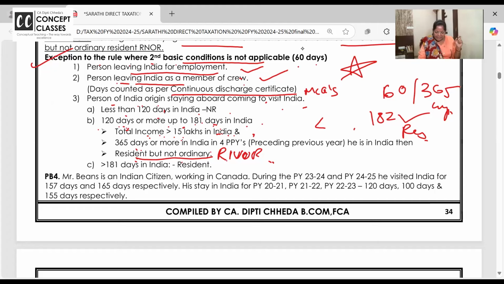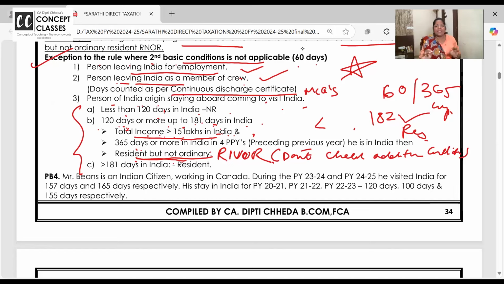120 to 181 days, this is an add-on they have made. Provided your total income exceeds 15 lakhs, you will be resident, but not ordinary. The reason of giving this is, I want all of you to write here, don't check additional conditions.